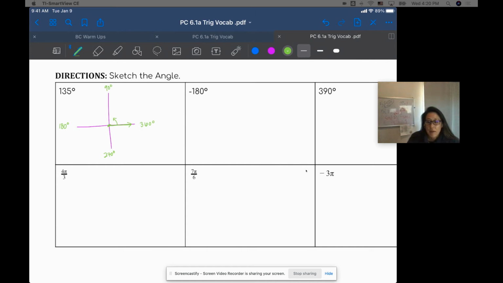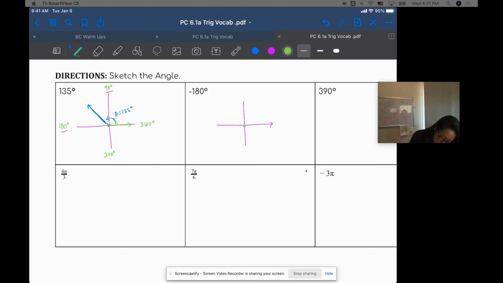So 135 degrees is halfway between 90 and 180. So the terminal side would go right here, halfway between 180 and 90 degrees. So I'm going to just label this. It opens up in the positive direction. So theta is equal to 135 degrees. You can call the angle anything you want. You can call it A, B, C, D, E. You can call it theta. You can call it epsilon, whatever you want. Okay. All right.